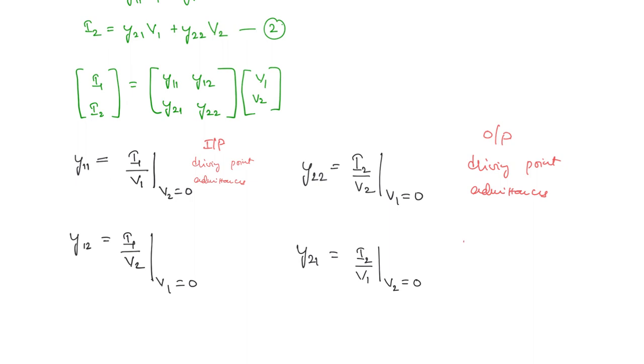So these are the transfer admittances. And what are the units of these parameters? They are all in mho. What is the symbol for mho? This is the symbol, or you can also use the Siemens unit. So 1 mho and 1 Siemens are one and the same.